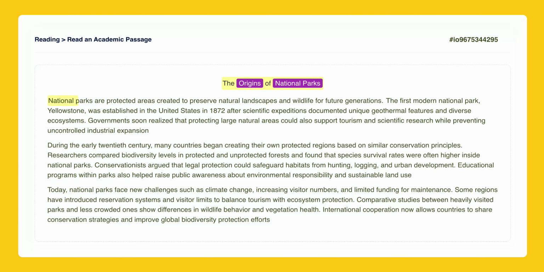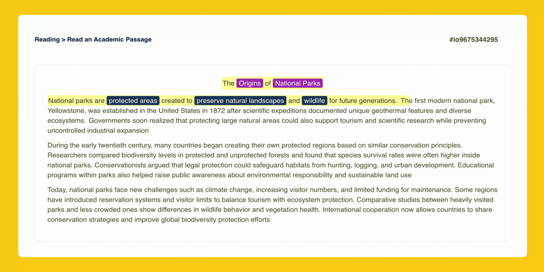National parks are protected areas created to preserve natural landscapes and wildlife for future generations. This first sentence gives us the definition and the main purpose of the topic. Notice the phrase protected areas. This is the core definition of a national park. The sentence also tells us the goal, to preserve natural landscapes and wildlife. This helps us understand that the primary focus is on conservation and keeping nature safe for the future.